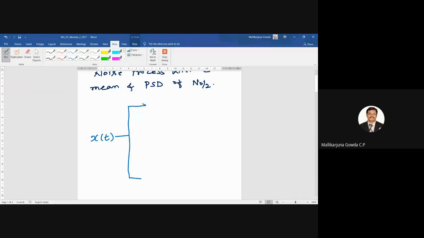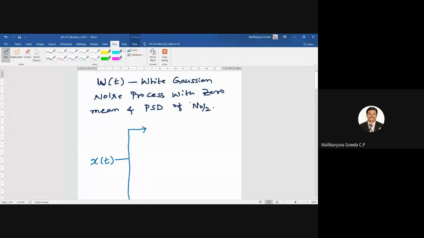What is a correlator? Can you quickly scroll on top, sir? Yeah, okay. So I wrote that about W of t. But you had written another thing, sir, the sample function. See, small w of t is the sample function of this white Gaussian process, with zero mean and power spectral density of N naught by 2. This is basically a random process, and in that, the sample function is small w of t.